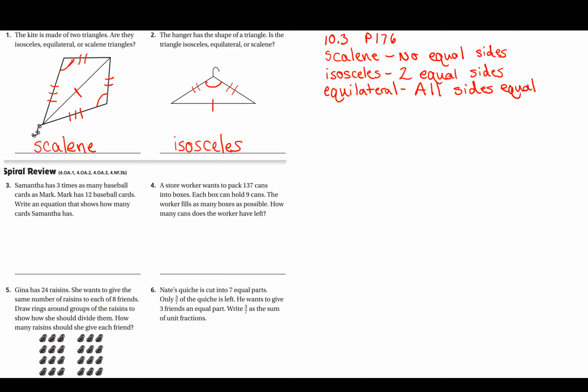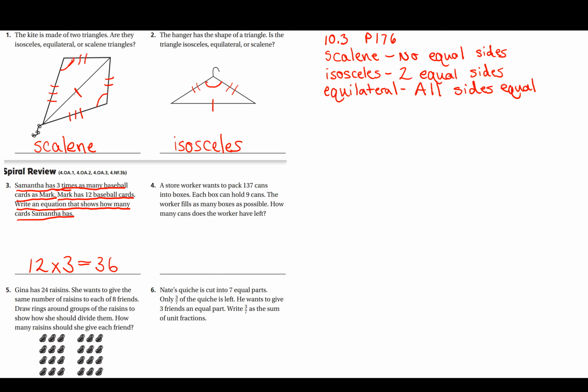Okay, going on to number 3, Samantha has 3 times as many baseball cards as Mark. Mark has 12 baseball cards. Write an equation that shows how many cards Samantha has. Okay, so Mark has 12 baseball cards. Samantha has 3 times that many. Well, 3 times that would be 12 times 3 equals, and then 36. So Samantha has 36 baseball cards.